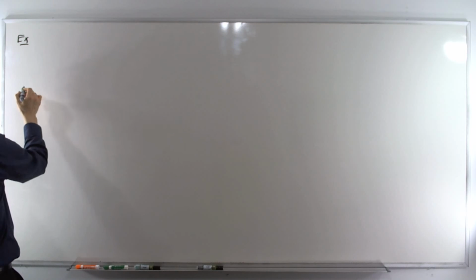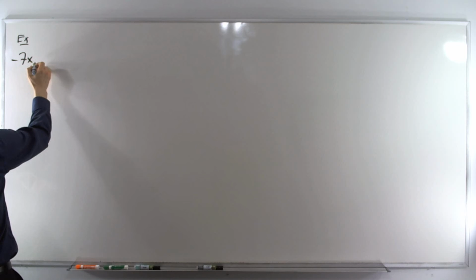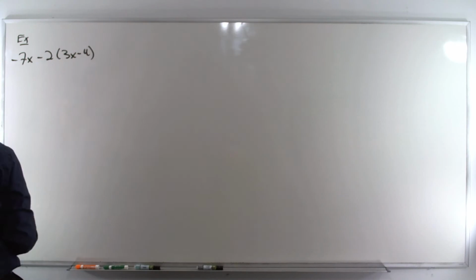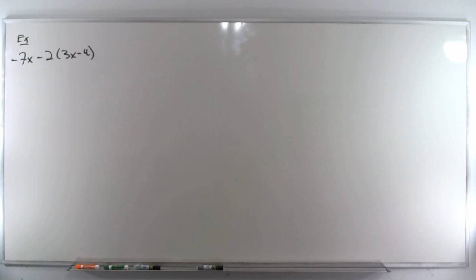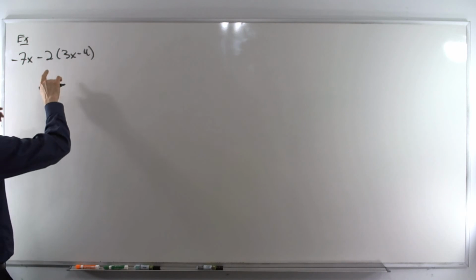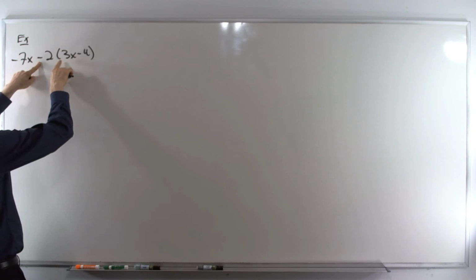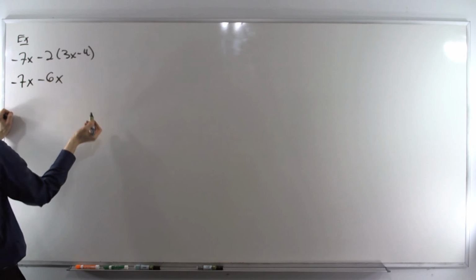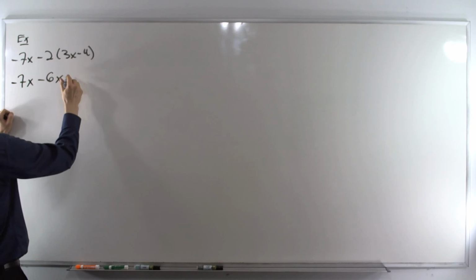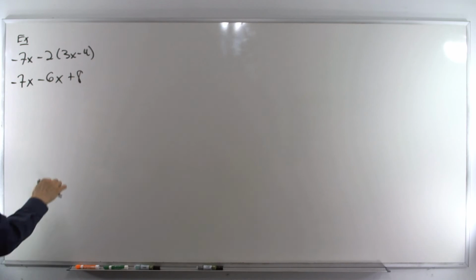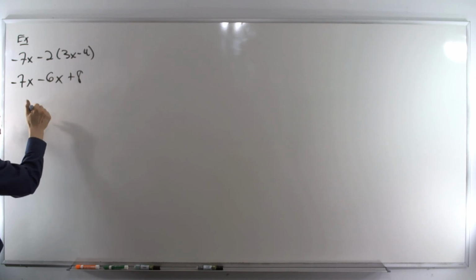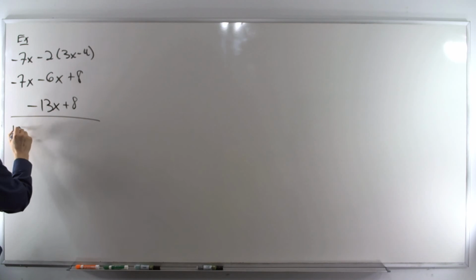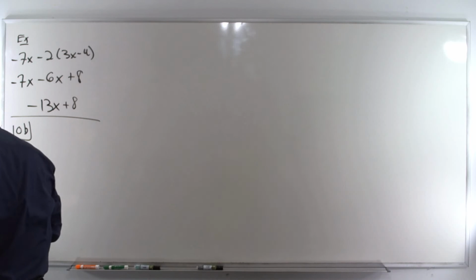Now, the second example was negative 7x minus 2 times 3x minus 4. All right, we're going to distribute -2 into these parentheses. -2 times 3 is -6, so that's minus 6x. -2 times -4 is positive 8. All right, now we can combine these two together. -7 minus 6 is -13, so that's -13x plus 8. Your turn, 10B.